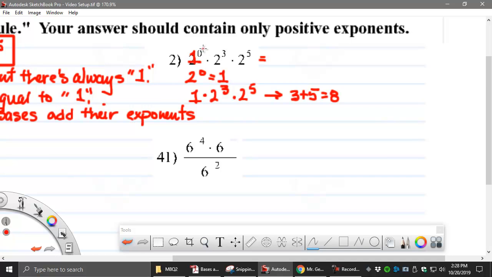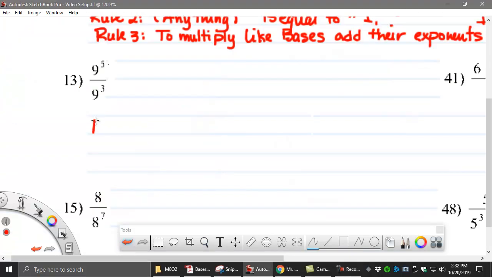Remember 2 to the 0 power is 1, so 1 times 2 to the 3rd times 2 to the 5th is simply 2 to the 8th power. So those are the first 3 rules. Remember that there's a 1 and understanding what anything to the 0 power is.